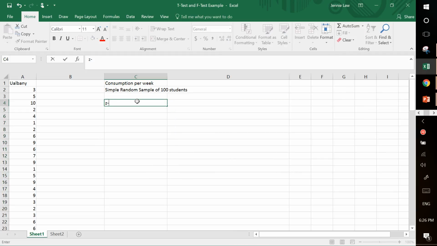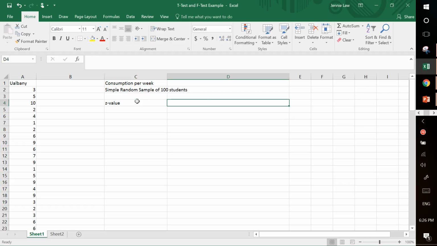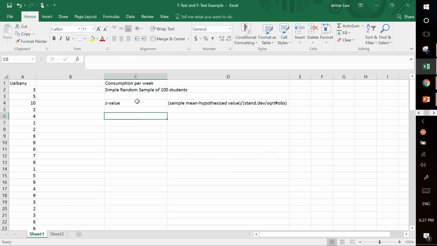So our z-value is really just going to be, in this case, the mean of our sample minus our hypothesized value, divided by the standard deviation, which is divided by the square root of the number of our observations. All right, so that means that we need 4 things. We need our sample mean, we need the hypothesized value, we need our standard deviation, and we need the square root of our observations.